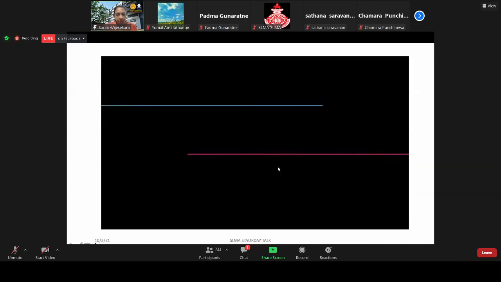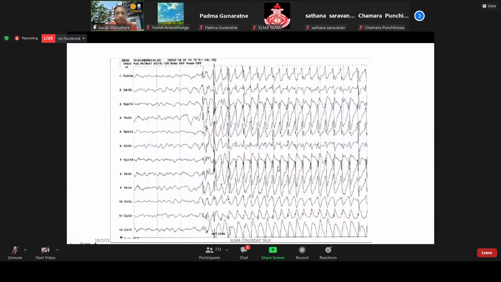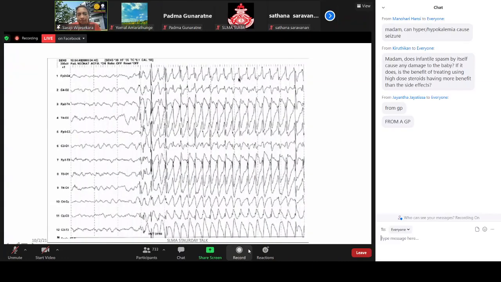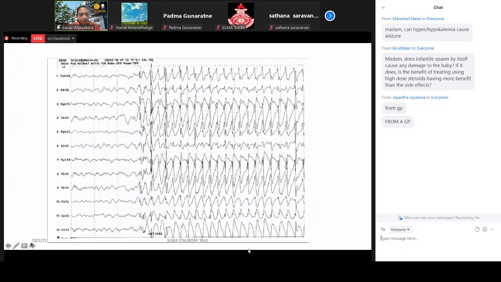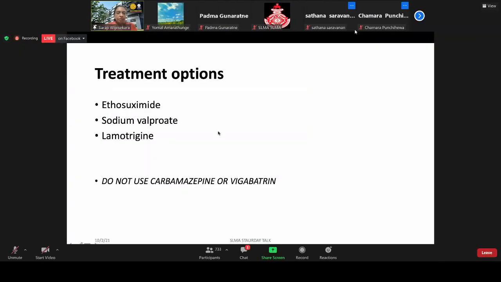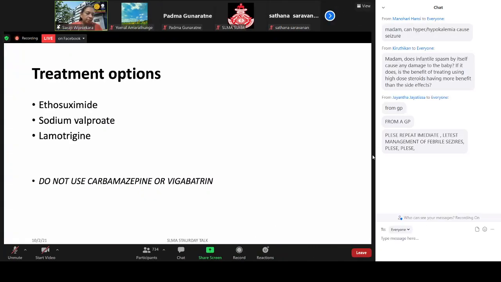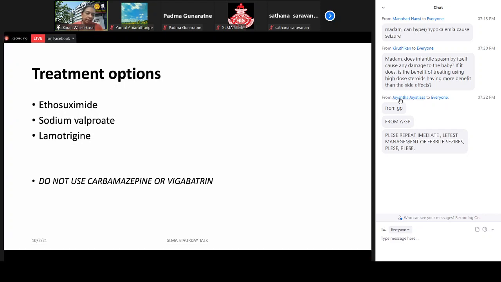So you see that she briefly goes out, and then this is the typical EEG pattern. This is 3 spikes and waves within 1 second in the EEG. 3 per second spike and wave activity, which is precipitated with hyperventilation in the EEG. So the treatment options are ethosuximide, valproate, and lamotrigine. I think earlier ethosuximide was mentioned as the first line in older books, but now all 3 have come into play.